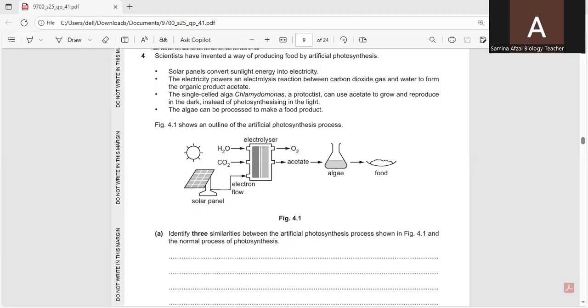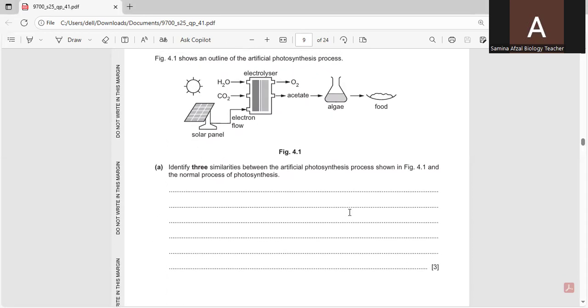Figure 4.1 shows an outline of the artificial photosynthesis process. You can see in this figure 4.1 the sun, the solar panel absorbing the sunlight and then supplying the electricity to the electrolyzer. Water and carbon dioxide are used in this electrolyzer, and as a result oxygen is released along with acetate. So the acetate is used by the alga to produce the food.